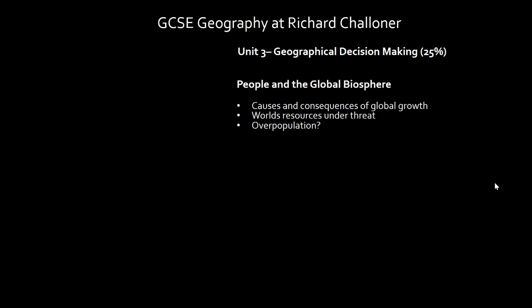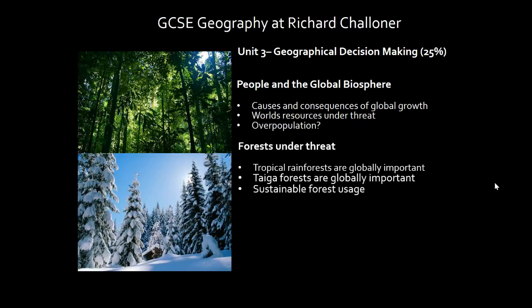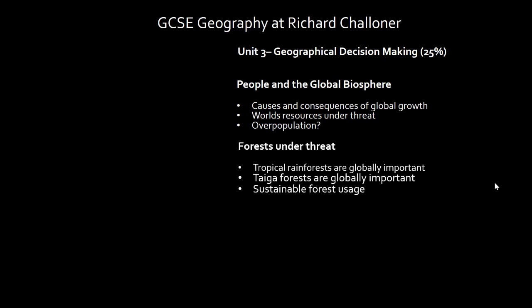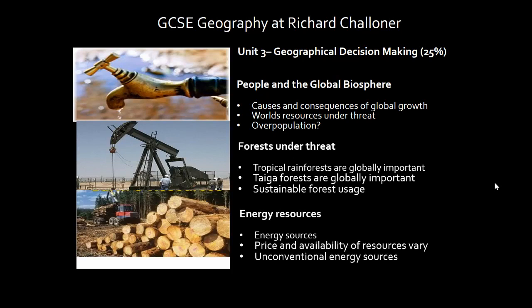So topic 7, people in the global biosphere, is what you are going to be looking at between now and the summer holidays. You're going to be thinking about the cause and consequence of the global population. How are the world's resources under threat? What is a biosphere? Later in the paper 3 topic, you look at forests under threat and then energy resources as well.